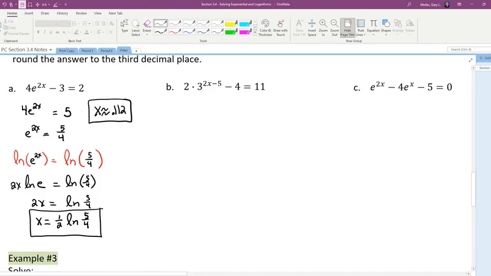All right, part B, I'm going to add the 4 over. And let's see, add 4 is 15. And then I'm going to divide by 2.